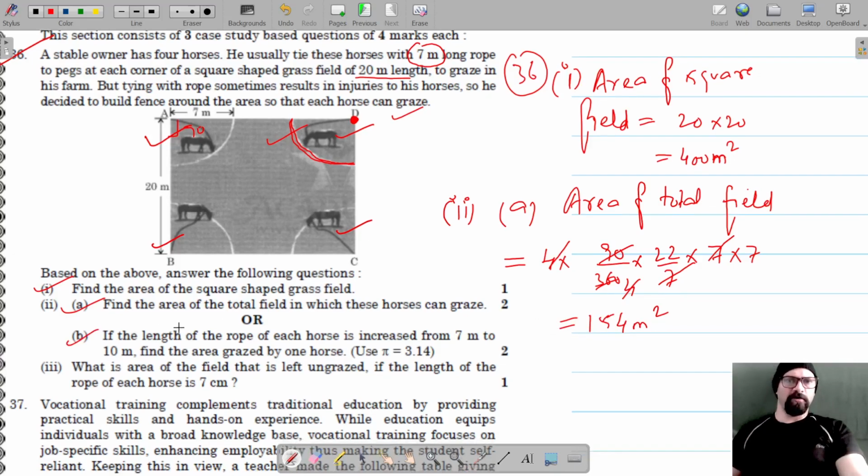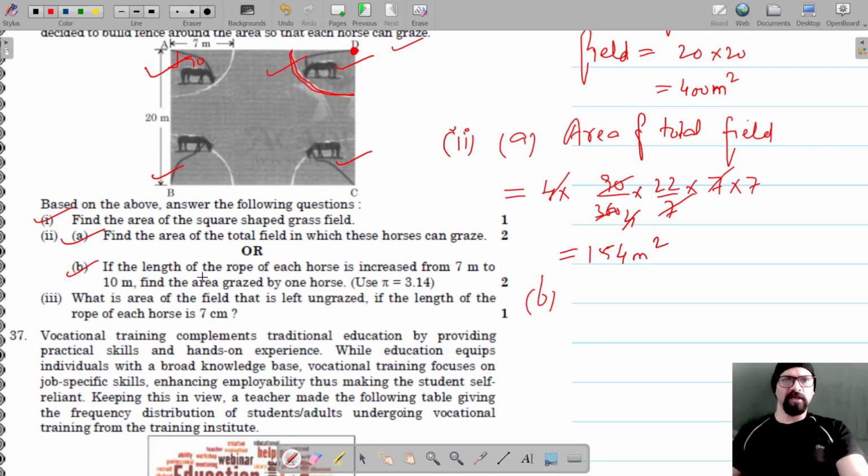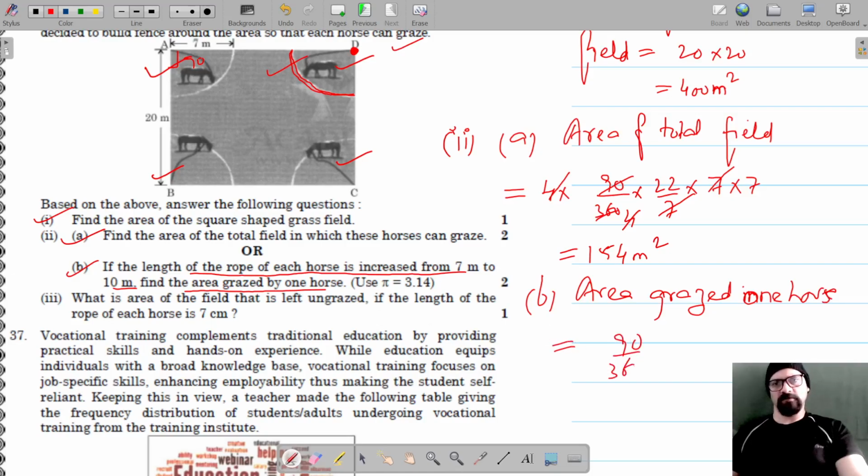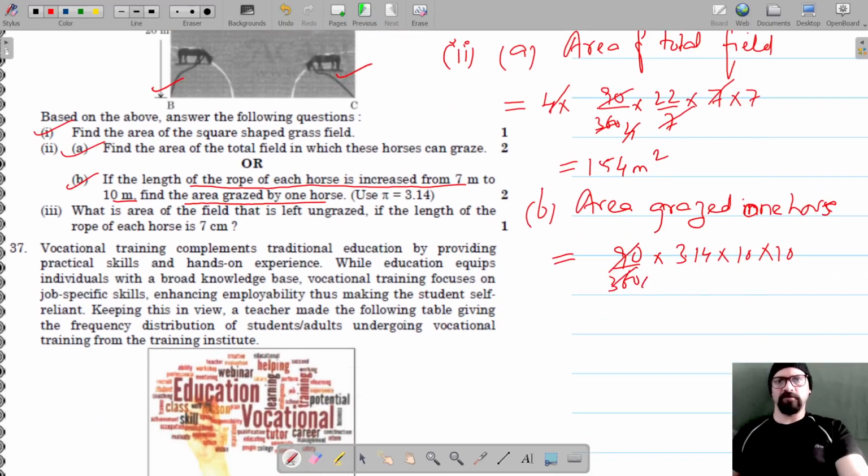Part B says, if the length of the rope of each horse is increased from 7 meter to 10 meter, find the area grazed by one horse. It's not the increase in the area, it's just the area grazed by each horse, or one horse. So theta by 360 into 3.14 into, now the radius is 10. So this is equal to 314 divided by 4 meter square.